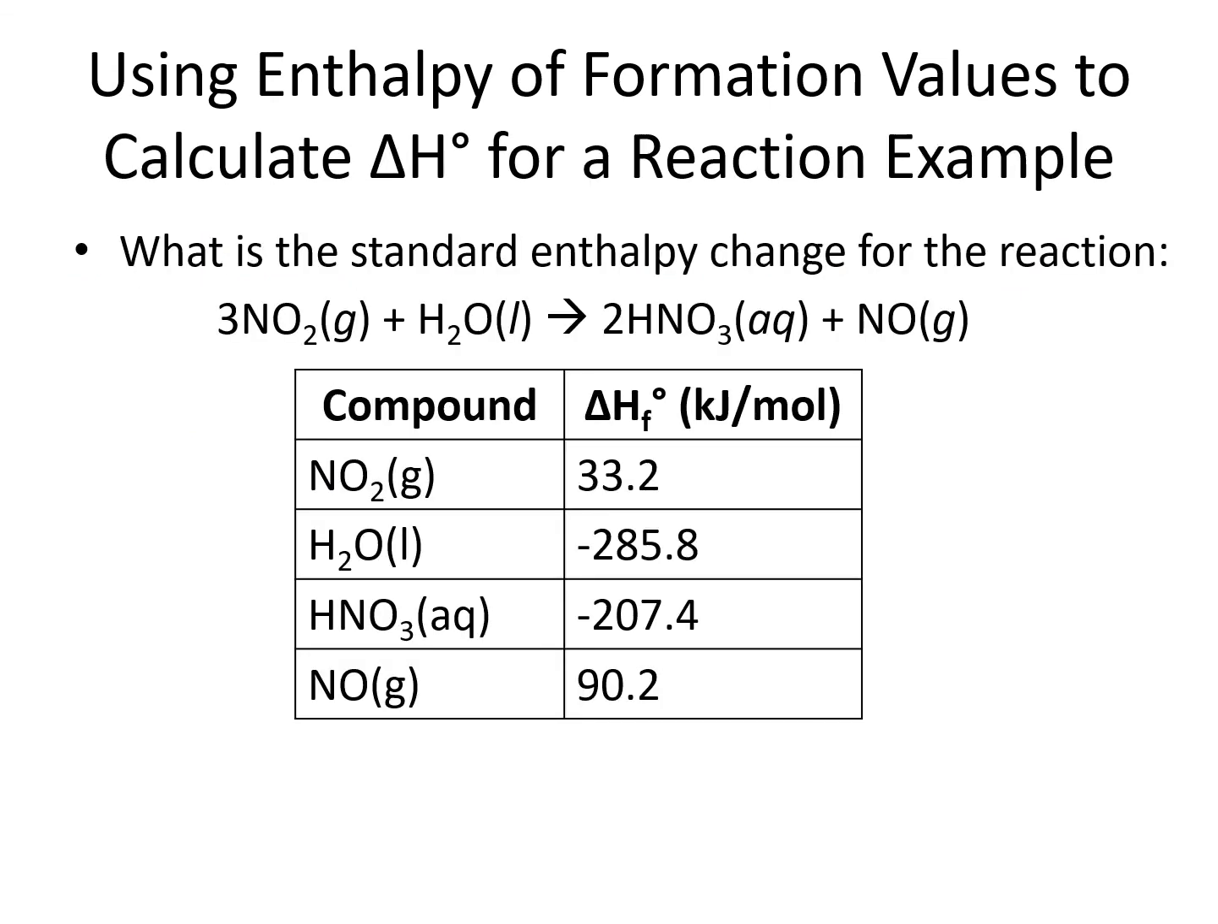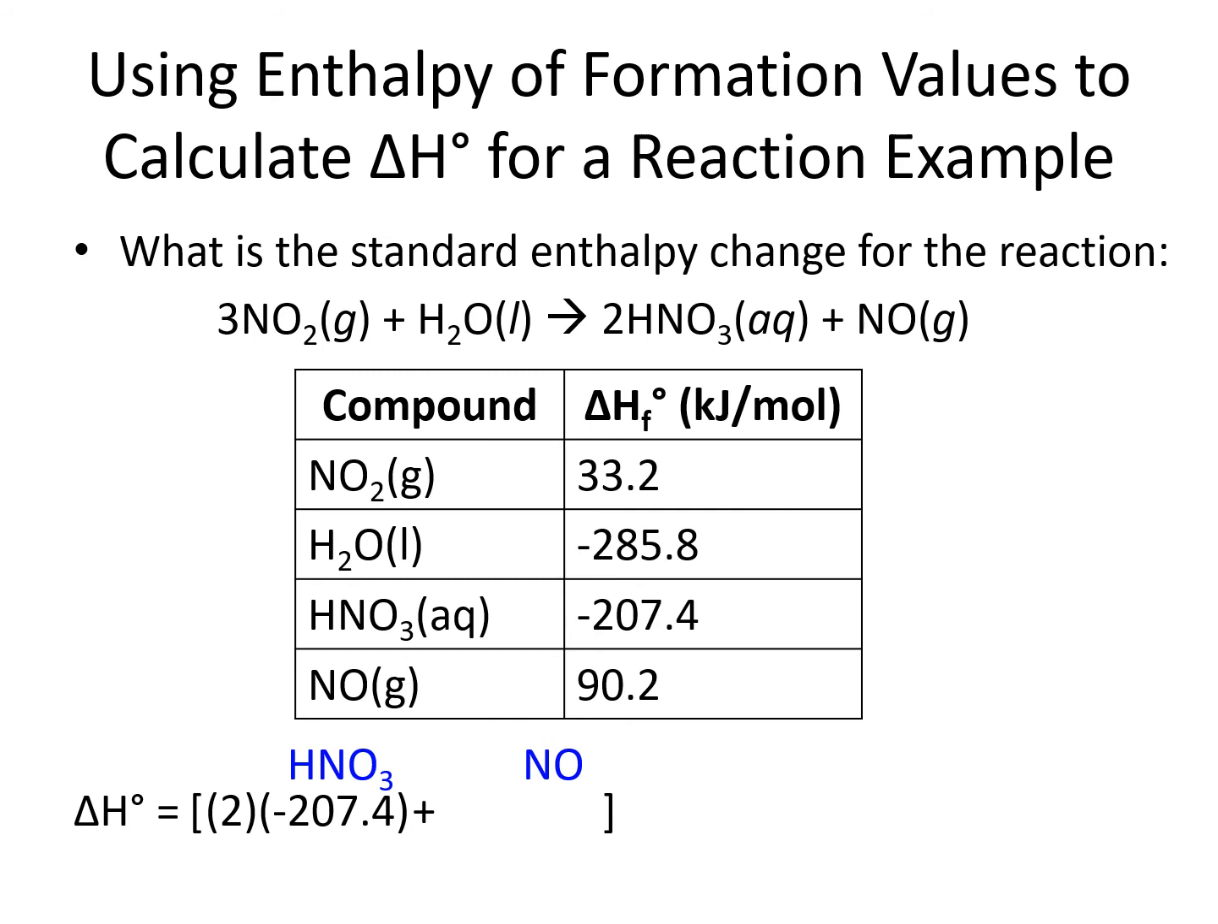So here's an example of calculating the overall delta H of a reaction based on the delta HF values of each of the parts of the reaction. So we're trying to find the delta H for the reaction between nitrogen dioxide and water to make nitric acid and nitric oxide. So our delta H is going to be basically our products minus our reactants. So we have to start with our first product, the nitric acid. The nitric acid has a coefficient of 2 in the balanced chemical equation, and its value from the table for its delta HF is negative 207.4. So we would multiply those together.